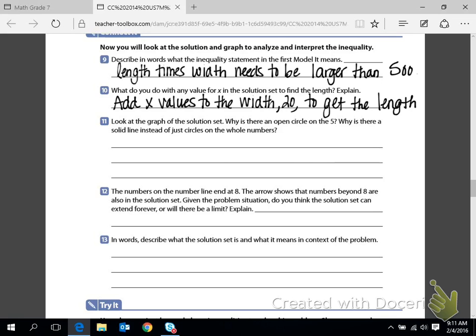Now that we've made sense of what was happening in the context of the problem, we want to look at the graph of the solution set. Why is there an open circle on 5? What does it mean if we have an open circle? It's just less than or greater. It's not equal to 5, so that means that 5 cannot be a value for x.